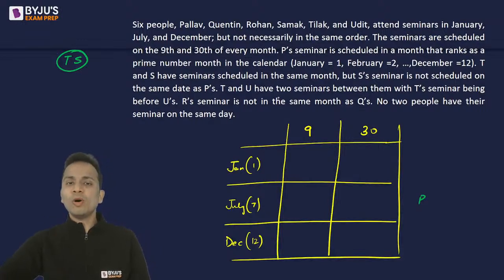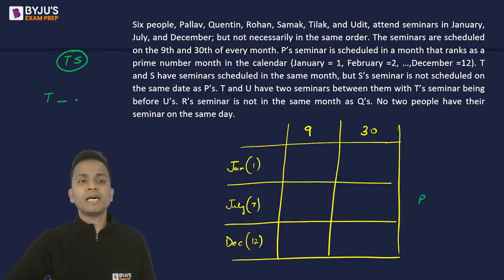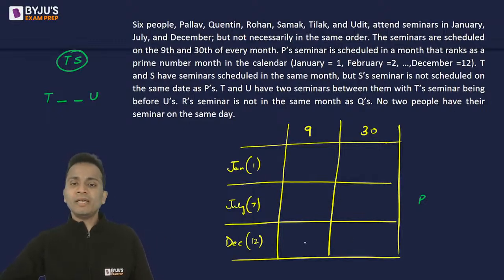Now T and U have 2 seminars between them, with T's seminar being before U. Now T and S are in the same month, and T and U have 2 seminars between them. So obviously T cannot come in December, because if T comes in December, there will not be any place for U. Also, T will not come in the month of July because T and S will be in the same month, and P is already there in July. So T cannot be in July. So Tilak can only be in the month of January.